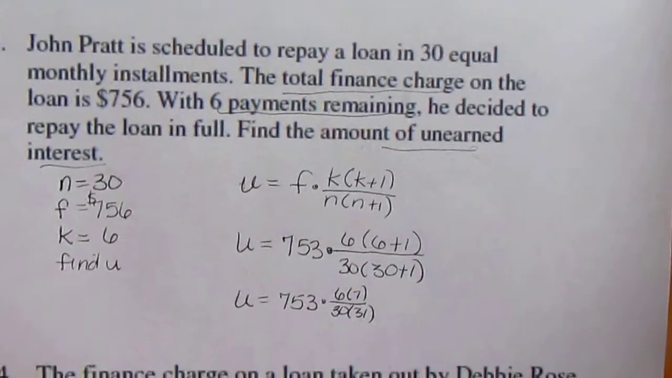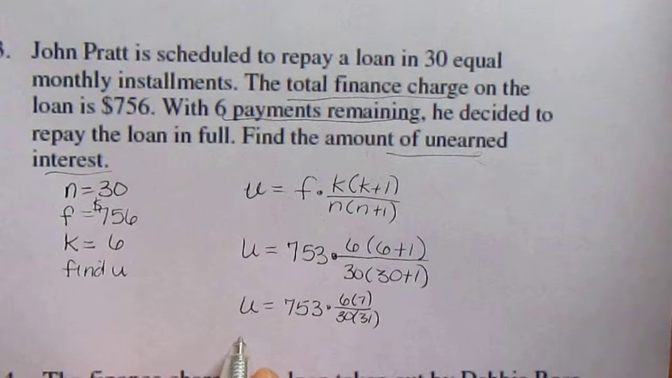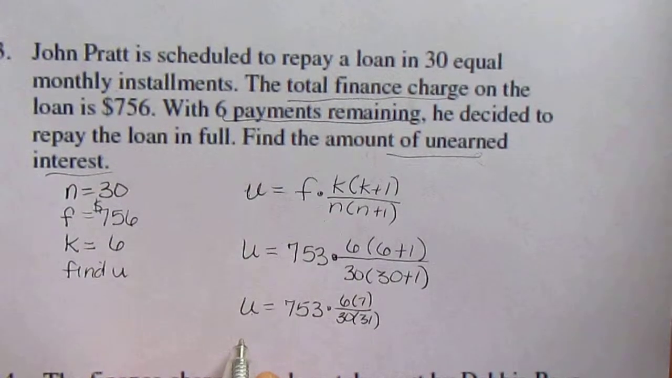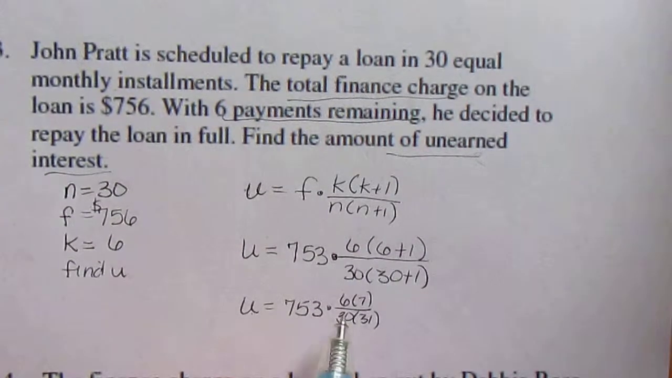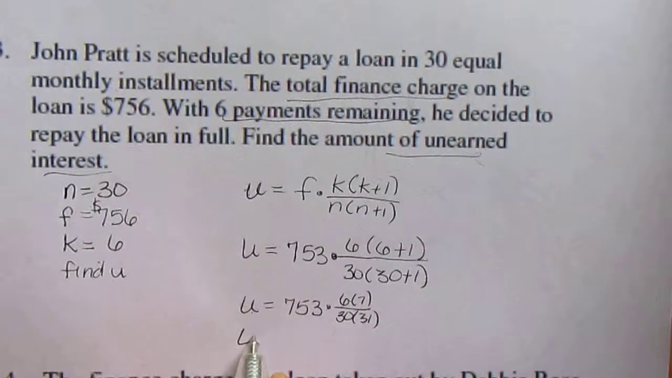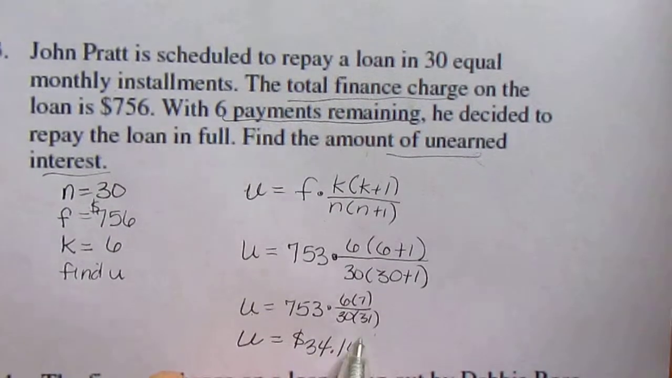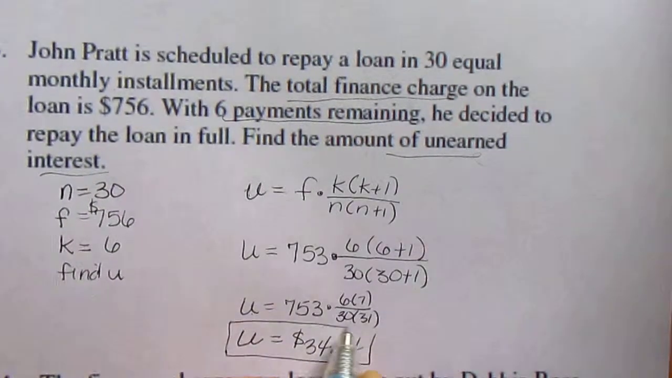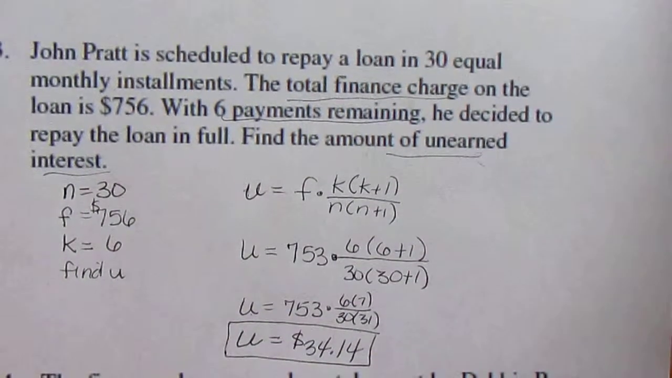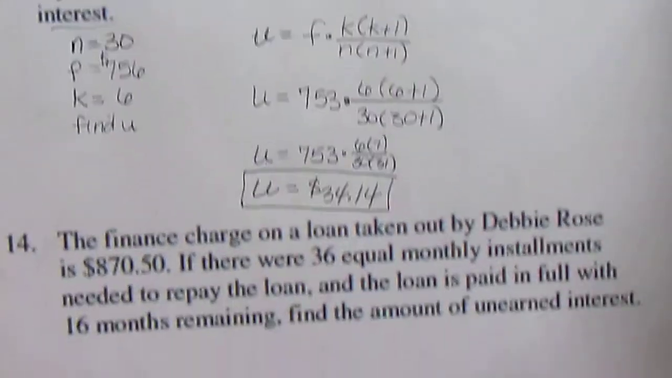Go ahead, put it in your calculator, see what you get. And U is the amount of unearned interest, or the money you save by paying it off 6 months early. Using the rule of 78, we get U equals $34.14. Doesn't seem like a lot. Usually you pay most of your interest in the beginning of the term.